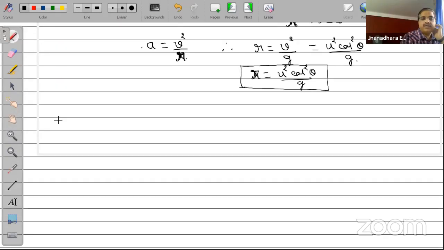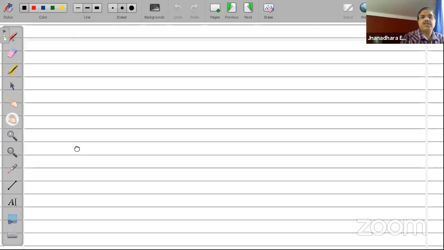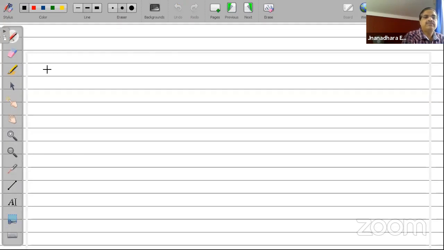Now, after this, I'm going to another idea. I'll go to my next page. If you're all okay with this, can I move on to my next page? This is called projectile on an inclined plane.